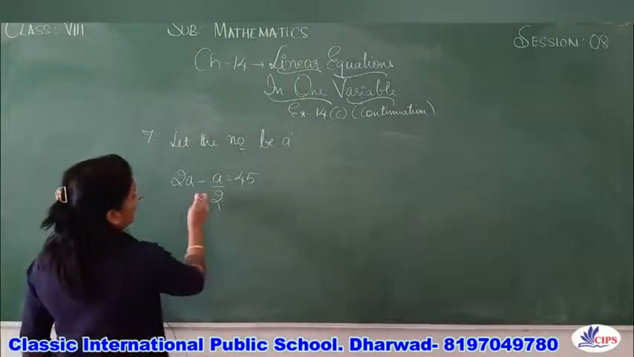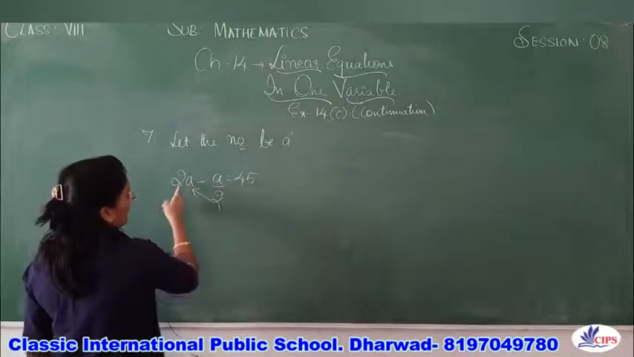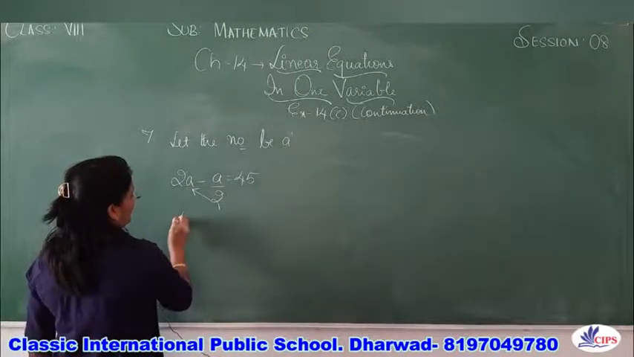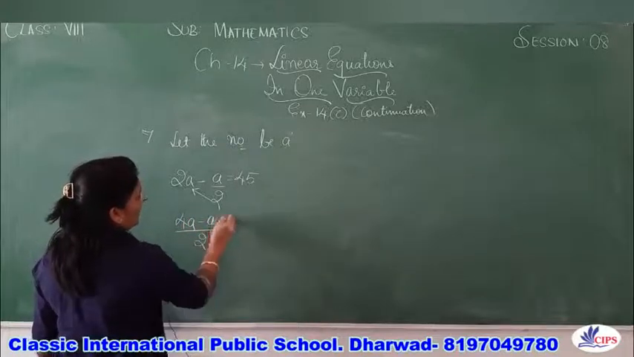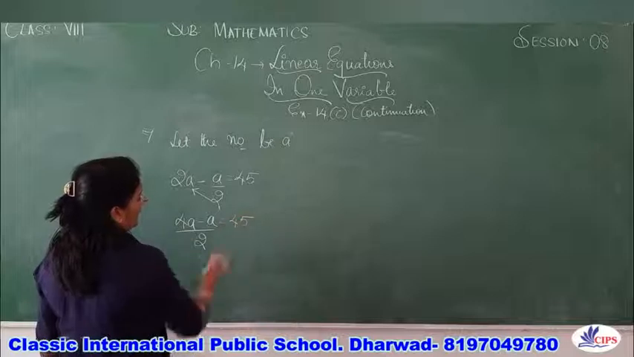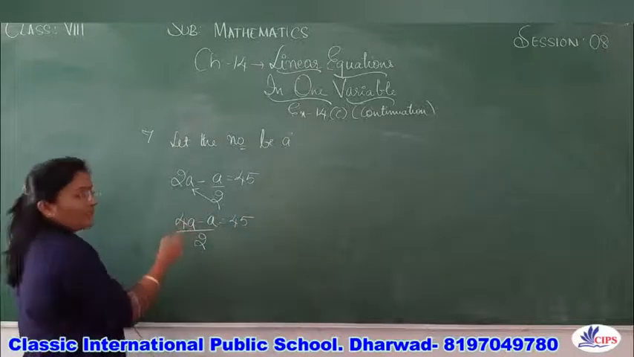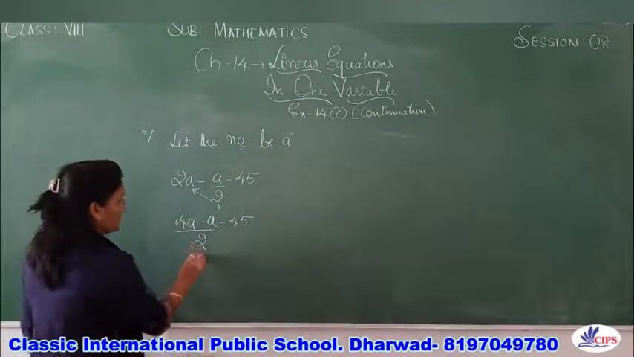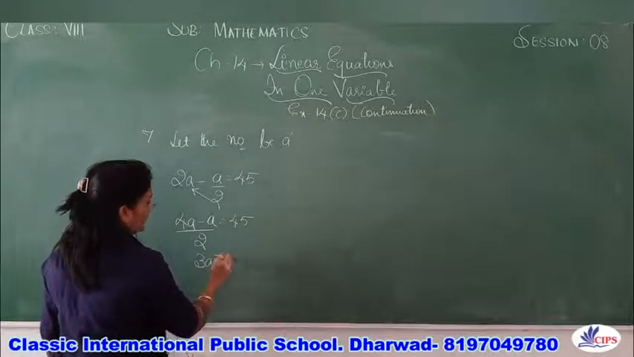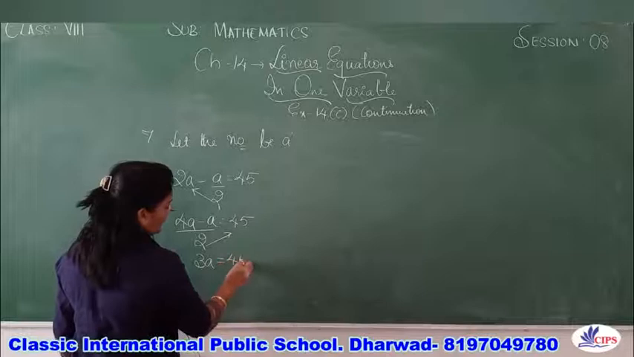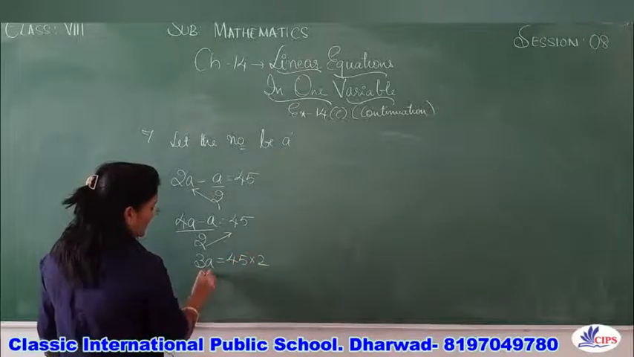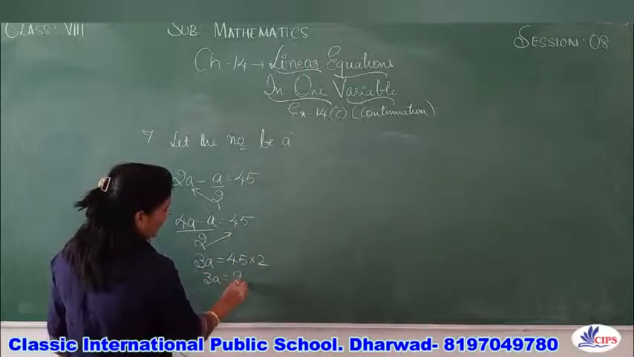So here let us cross multiply. 2A into 2A, 2 will be 4A. Here we get minus A by 2 equals to 45. Now what is 4A minus A? 4A minus A is 3A, and here we have 2 into 45. 45 2s are 90. I will write it here. So 3A equals to 90.